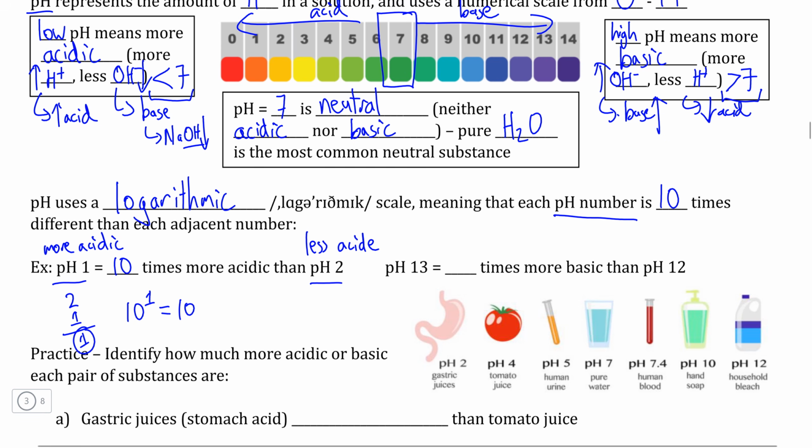This is what we mean when we say each pH number is tenfold, or 10 times, different than the pH number next to it. So if we compare the pH of 13 and the pH of 12, we know that 13 minus 12 is also 1. We know that a pH of 13 is closer to the basic end than a pH of 12, so this would be more basic. And because 13 minus 12 is 1, we can say that a pH of 13 is 10 to the exponent 1 times more basic than a pH of 12, or simply 10 times more basic than a pH of 12.